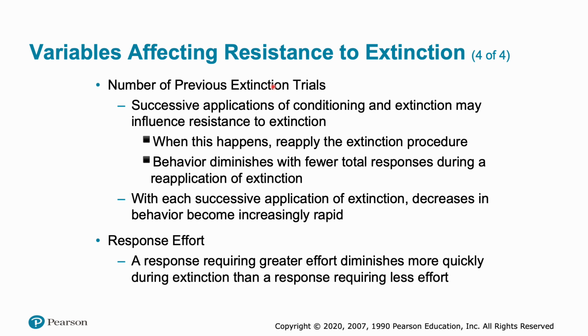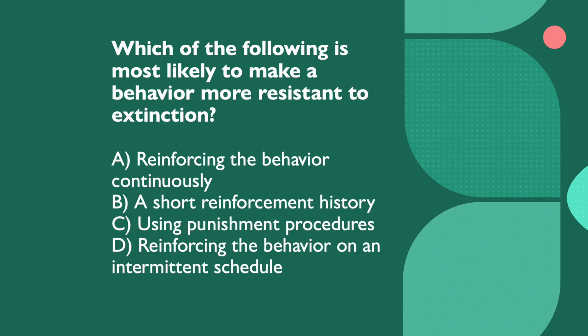And then another variable that affects the resistance to extinction is the response effort for engaging in the behavior that you are targeting for reduction. So a response that requires greater effort is going to diminish more quickly during extinction than a response that requires less effort. Now I want you all to take a moment to please answer this next question, which is, which of the following is most likely to make a behavior more resistant to extinction? Is it A, reinforcing the behavior continuously, B, a short reinforcement history, C, using punishment procedures, or D, reinforcing the behavior on an intermittent schedule?